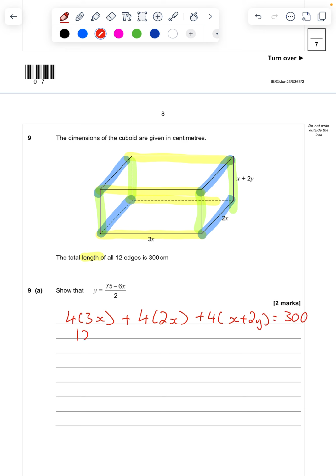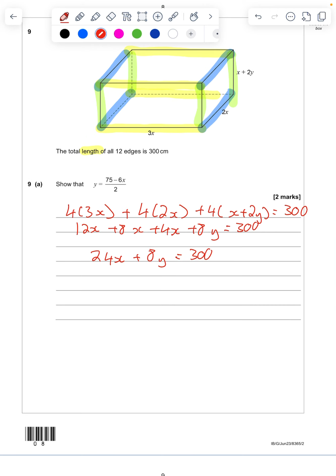Now let's just go and expand the bracket. So 12x plus 8x plus 4x plus 8y is going to be equal to 300. And hopefully we just rearrange this and simplify it with y as the subject. You're going to get this. Now 12x plus 8x is 20x, plus 4x is 24x. So you've got 24x plus 8y is equal to 300. So take away 24x. So 8y is going to be equal to 300 take away 24x, divide through by 8. So you can have 300 minus 24x over 8.